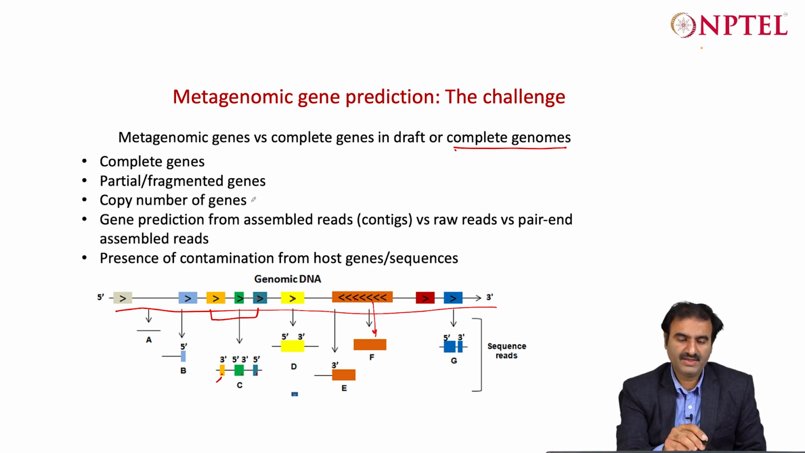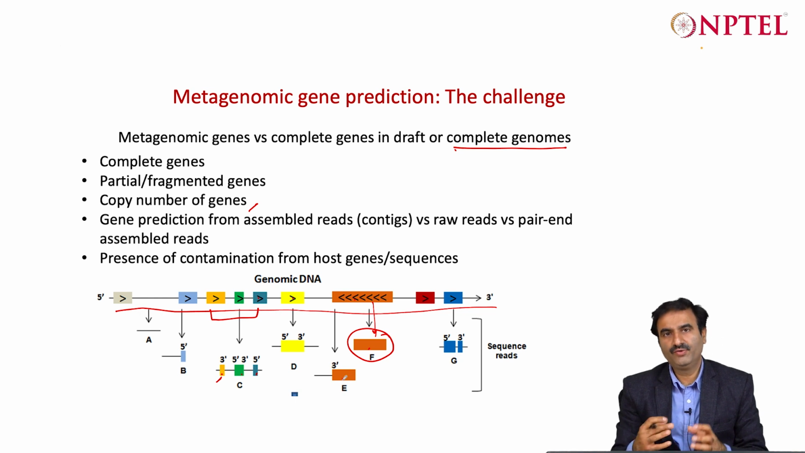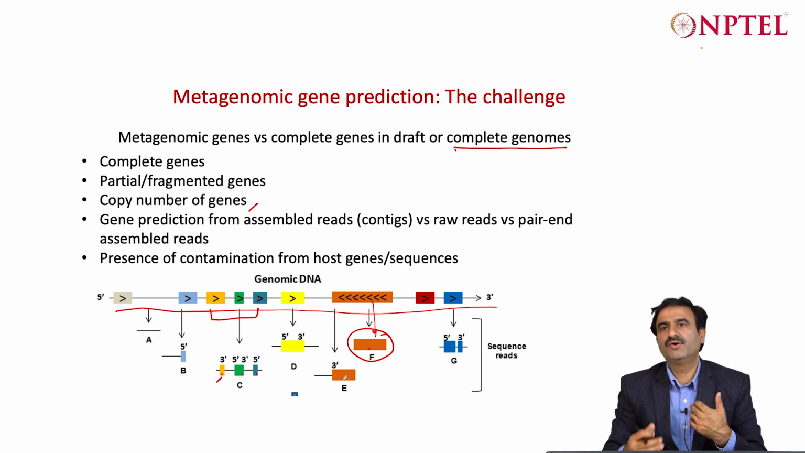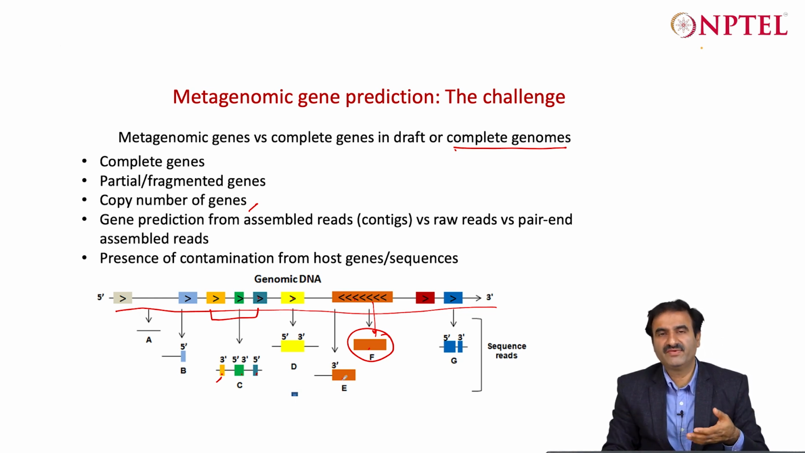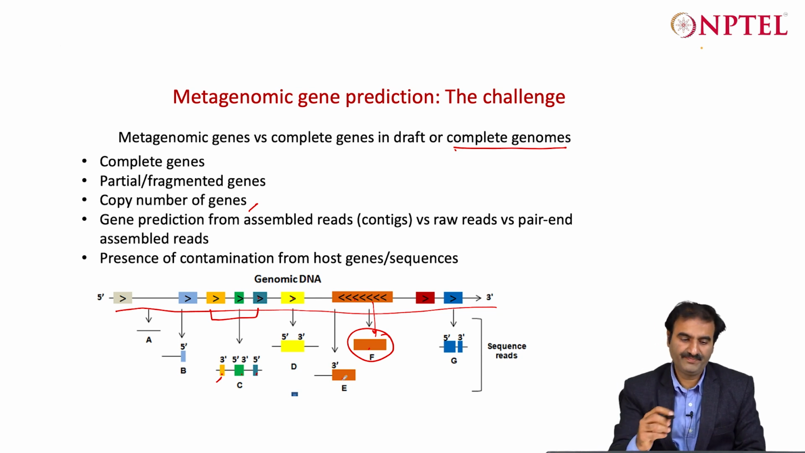And then the copy number of genes could be an issue, because if you are dealing with partial genes, some part could be here, some part could be there. So how do you conclude how many times that gene was present? Fragments could be too many, but when you combine the fragment lengths, the number may be very different.